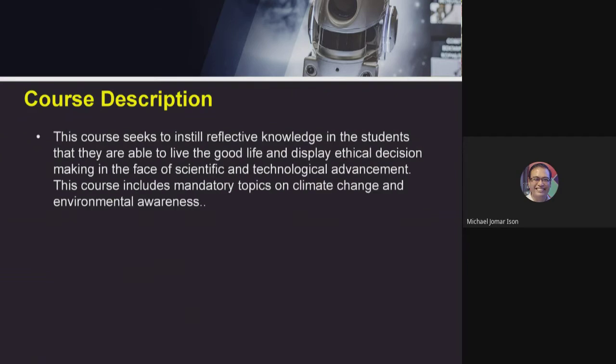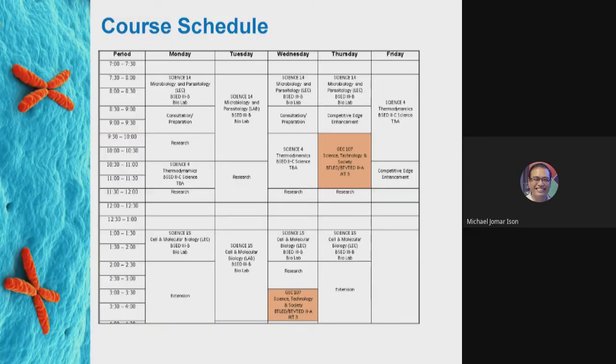Furthermore, this course seeks to instill reflective knowledge in you, the students, so that you may be able to live the good life and display ethical decision making in the face of scientific and technological advancement. This course includes mandatory topics on climate change and also environmental awareness. So hopefully by the end of our semester, you will know what the good life is in relation to science and technology, and you will be equipped to make ethical decisions in the face of the advancement brought about by science and technology.